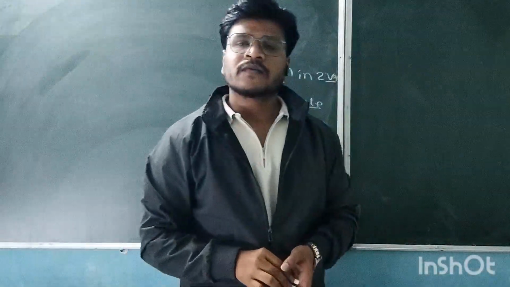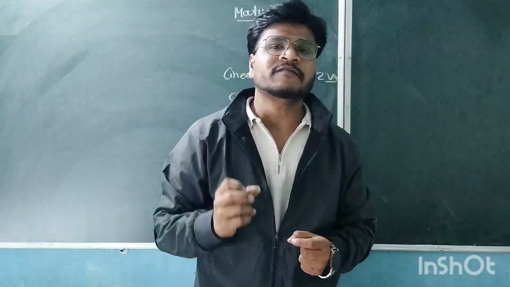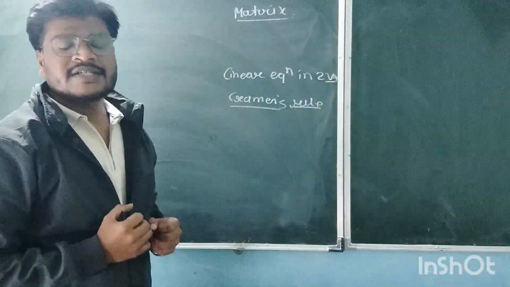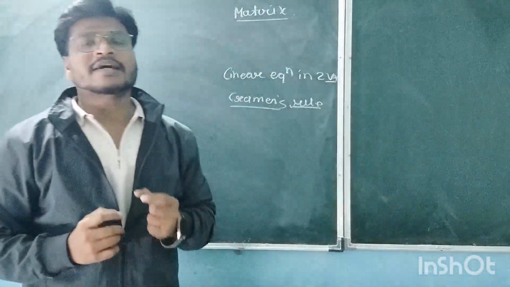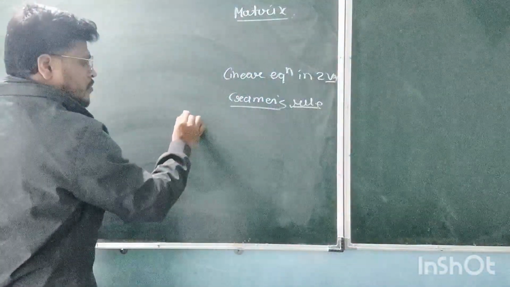In Cramer's rule, we convert these two equations into the determinant form. This determinant form comes from the topic which is matrices. What is the meaning of matrix? A matrix is a rectangular arrangement of elements in rows and columns.